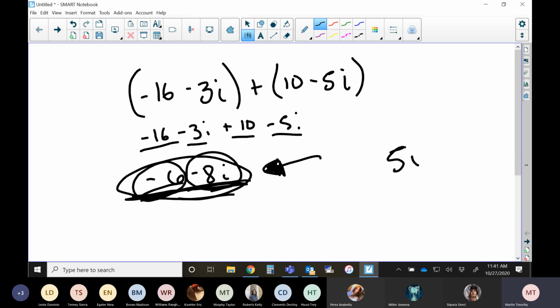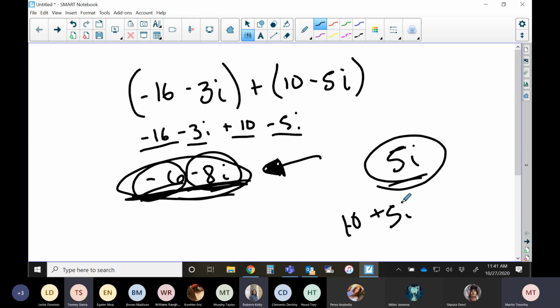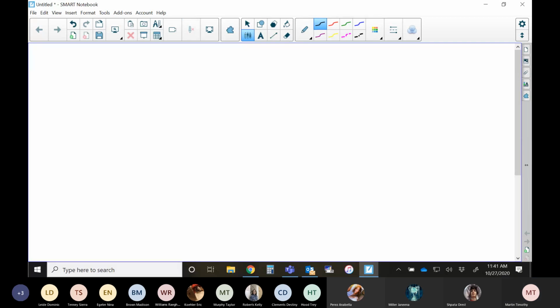If I asked you what kind of number this is, what kind of number is that? What is 5i, guys? Is it still a complex number? It's imaginary. What is the number 10? Real. And if I said 10 plus 5i, it's now a? Complex. That's it. All right. I'm getting a little bit ahead, but that's okay.